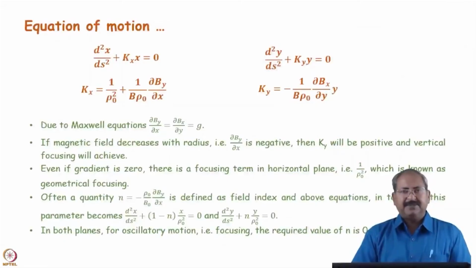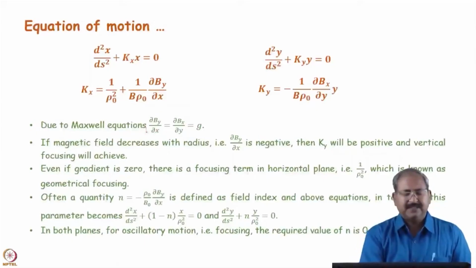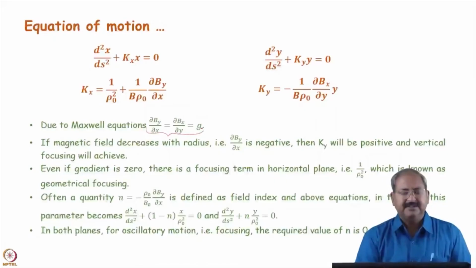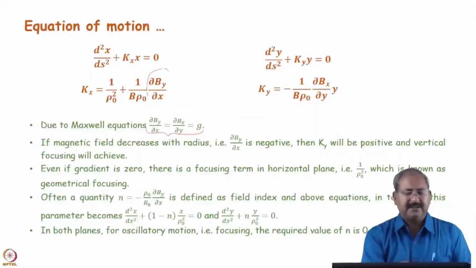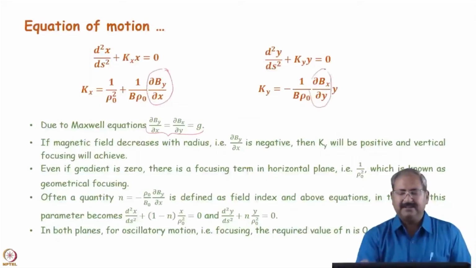Now you can see certain features of this equation of motion. First of all, we use Maxwell's curl equation in the magnetic field. This will give you del By by del x minus del Bx by del y is equal to 0. And as Bs is 0, that component will not be there. So del By by del x is equal to del Bx by del y. Means the gradient in the horizontal plane will always be equal to the gradient in the vertical plane. This is the requirement which will satisfy Maxwell's equation.